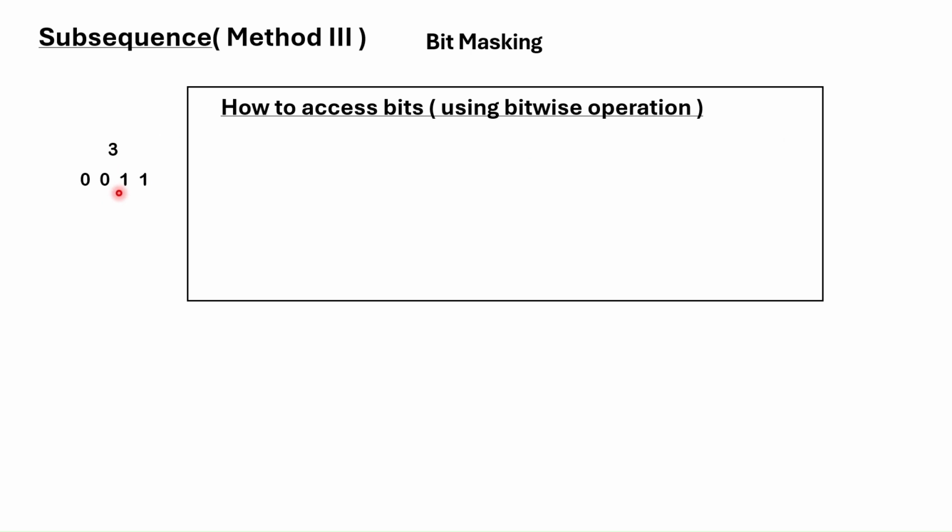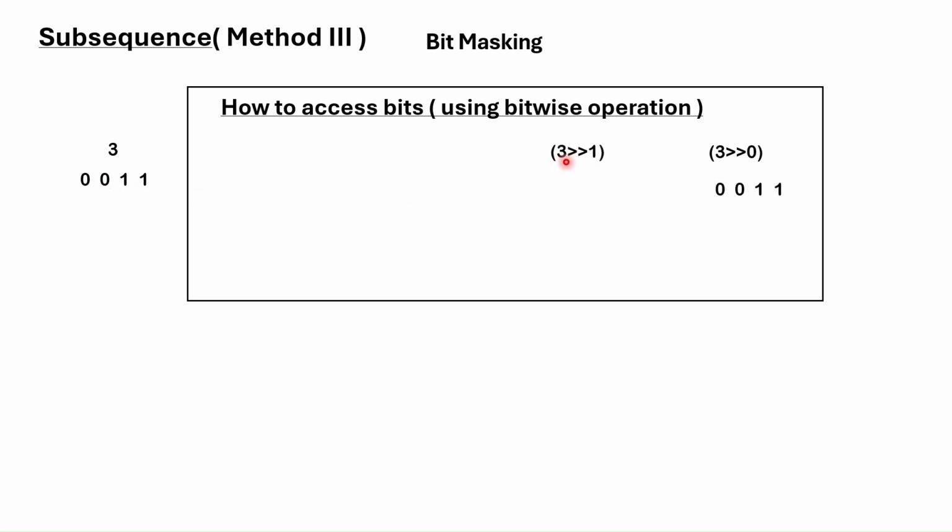So 3 in binary can be written as 0 0 1 1. I am taking 4 bits. Let us now see how to access it. Firstly, what will be 3 right shift 0? 3 right shift 0 means we will shift all the bits of 3 by how many steps? 0 steps. So we shift all the bits of 3 towards the right direction 0 times, and 0 times means I will get this only.